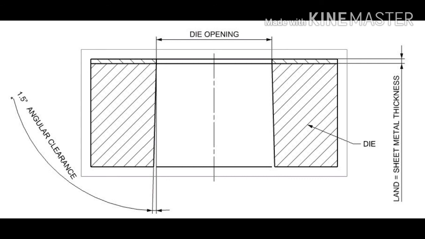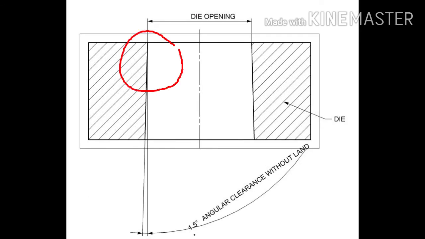For dies of silicon steel and stainless steel, angular clearance is provided from the cutting edge. That means in that case there will be no land provided. These materials are abrasive in nature.